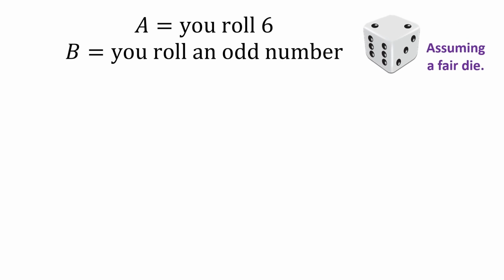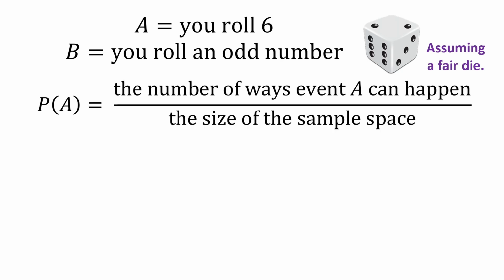Of course, we're assuming a fair die so that we can say all outcomes are equally likely. If that is the case, then the probability of A, again, is the number of ways event A can happen divided by the size of the sample space. So for the probability of A that you roll a 6, there's one way you can roll a 6. And when you roll a 6-sided die, there are 6 possible outcomes. So the probability of A is 1 over 6, assuming it's a fair die.